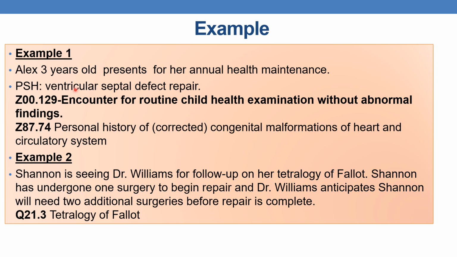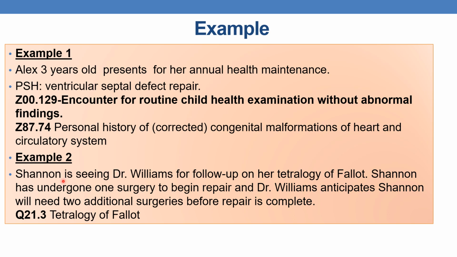In this case, you need to use a category from personal history to indicate that that particular congenital anomaly has been repaired. So the PDX would be, the patient is presenting for annual healthcare maintenance, that would be Z00.129, encounter for routine child health examination without abnormal findings, followed by Z87.74, personal history of corrected congenital malformation of heart and circulatory system.